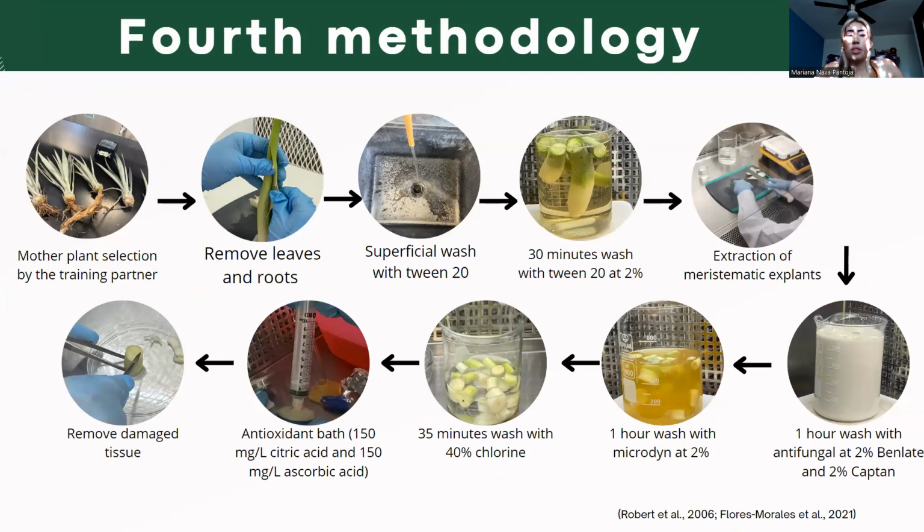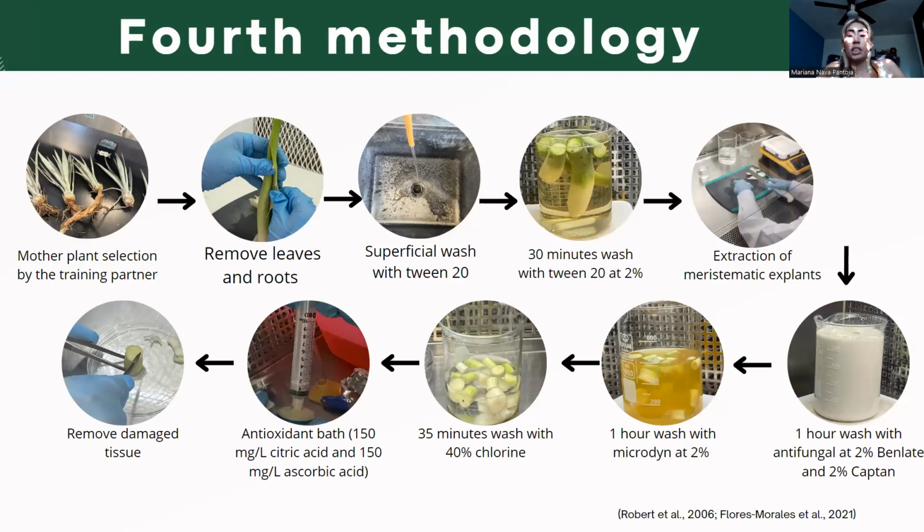So for this final methodology, we first made the selection of the mother plant that was done by our training partner. And once we obtained the plant, we removed the leaves and its roots. And we did first a superficial wash with Tween 20, and then we did a second wash also with Tween 20, this time at 2% for 30 minutes.